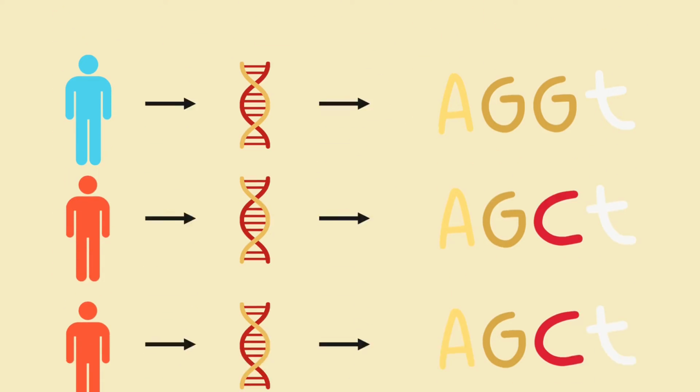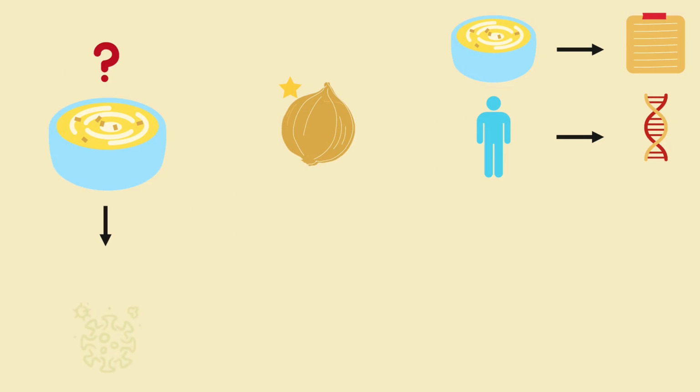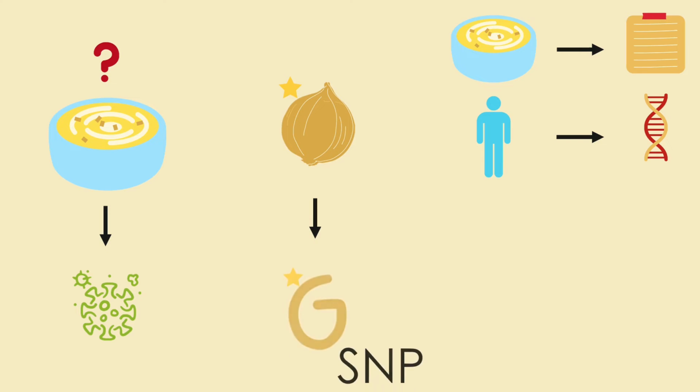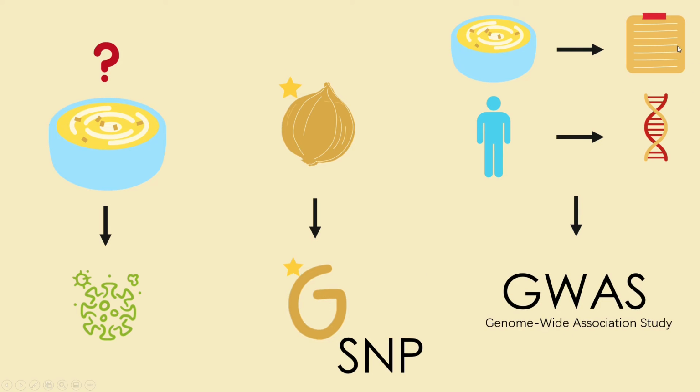And here's the catch. Our genetic material can be lined up in the same way. A missing flavor soup represents someone with a specific phenotype, meaning a trait or disease. The misordered ingredient represents a single nucleotide difference called SNP. And this soup tasting and testing process is called GWAS, or Genome-Wide Association Study.